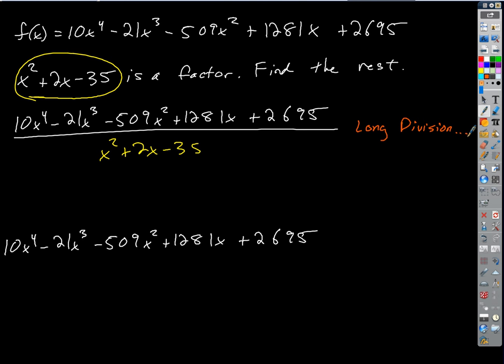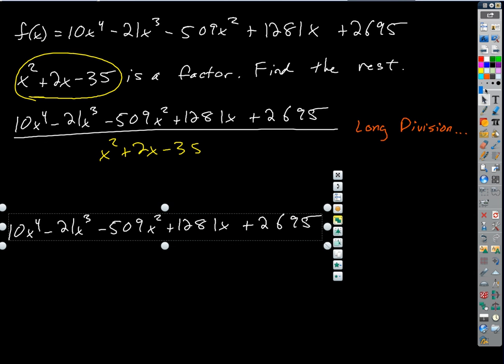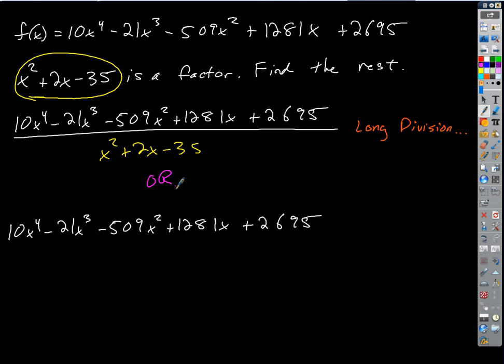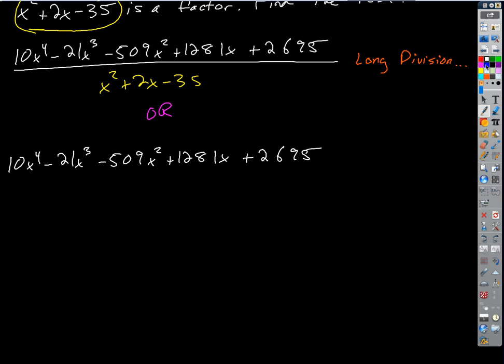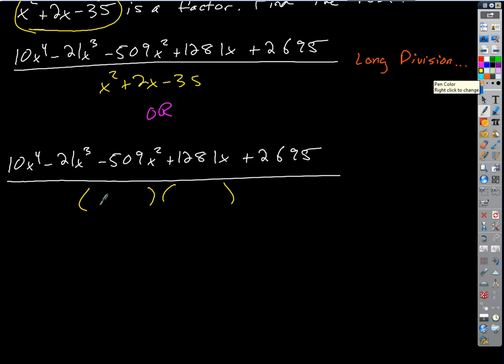Okay, but Seth saw something good here. He saw that the quadratic factor on the bottom is factorable. It splits into a product of 2 simple linear factors, right? So we could also divide the whole thing by what it factors into: x plus 7 times x minus 5.